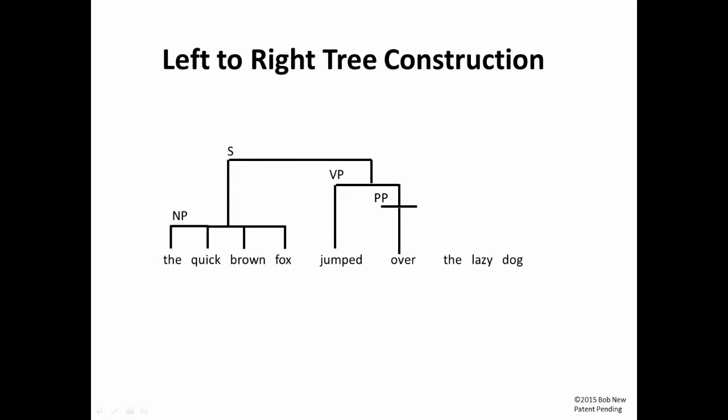The word the requires one new node to be added to the tree structure. Visually extend, create the new node, and attach. The word lazy does not require a new node. We simply extend the node and attach. Same with the word dog.